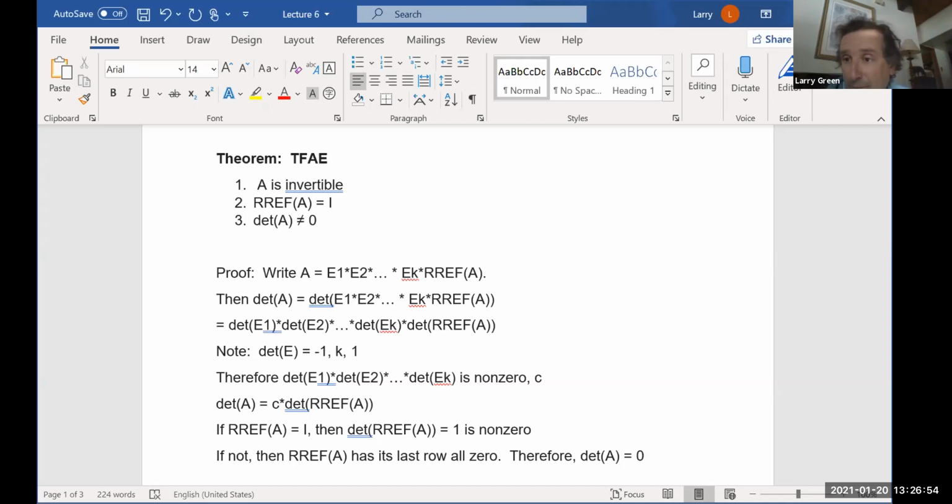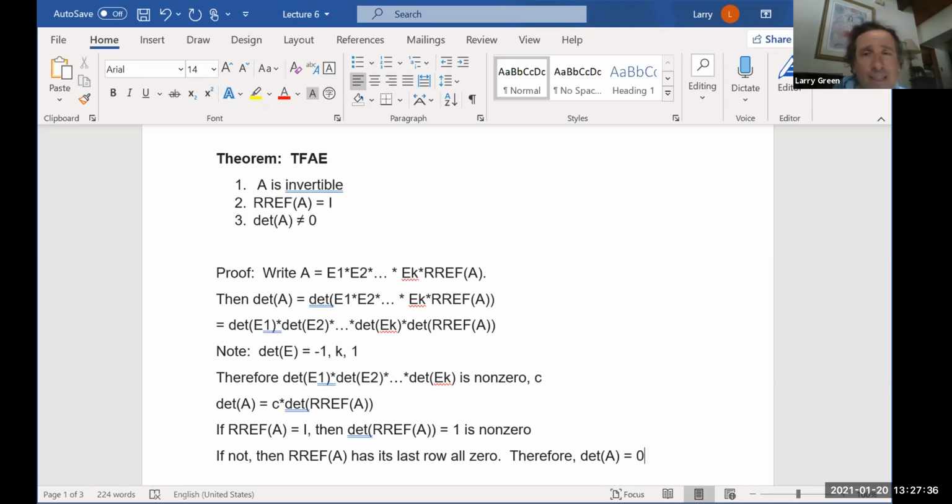And vice versa, by the way. It goes both ways. So that's the proof of TFAE number 3. Either you have determinant 0, and therefore RREF of A is not the identity, or you have the determinant of A is non-zero, and therefore RREF of A is the identity, because those are the only two choices. Any questions on the proof of this?